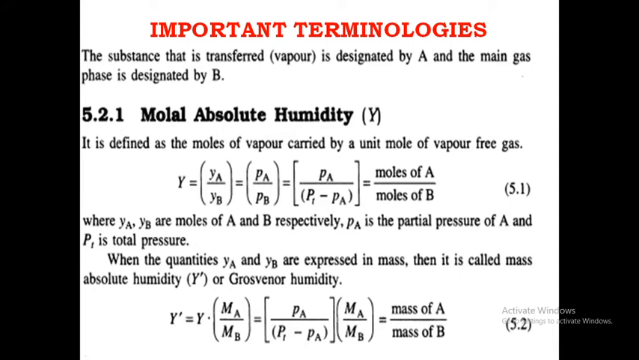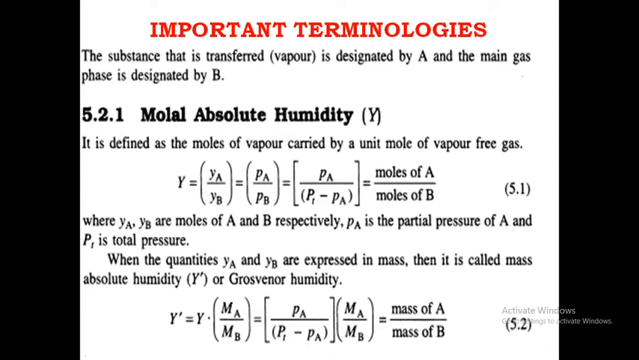The first terminology, molal absolute humidity. It is defined as the ratio between moles of vapor to moles of free gas. It is denoted as capital Y. Capital Y is equal to small ya divided by small yb, where small ya and small yb are the moles of A and moles of B. In terms of partial pressure, molal absolute humidity is equal to Pa by Pb.